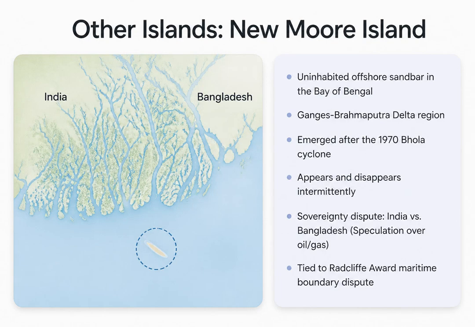Beyond the major archipelagos, India has notable offshore islands. New Moor Island is a fascinating, uninhabited sandbar in the Ganges-Brahmaputra Delta. It literally emerged from the sea following the devastating Bhola cyclone in 1970, and its sandy nature means it appears and disappears intermittently. Despite being uninhabited, it sparked a sovereignty dispute between India and Bangladesh, largely driven by speculation over oil and natural gas reserves, and historical disagreements over the Radcliffe Award boundary lines.